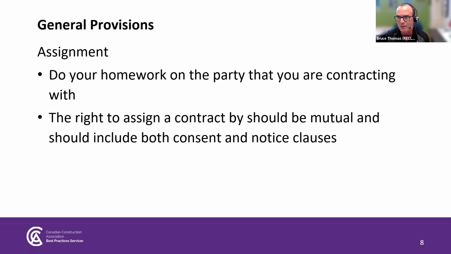So those things that I just went through, from the articles through the definitions, the general provisions, are just sort of heads up. Check them, make sure that you're doing your homework at the front end, because if you do a good job with the contract at the front end, then you can just worry about running the construction project and not worry about what's in the agreement.